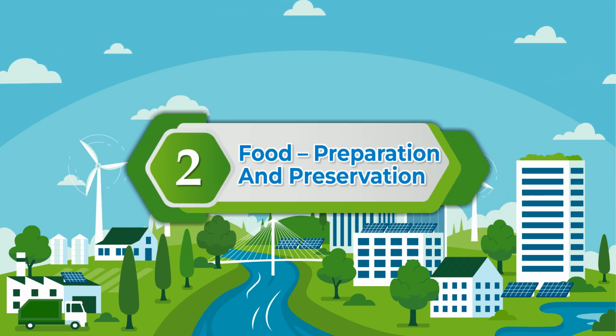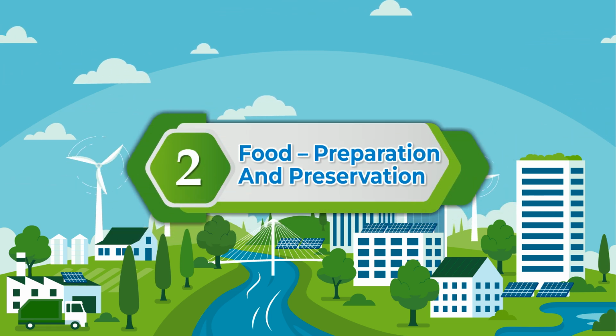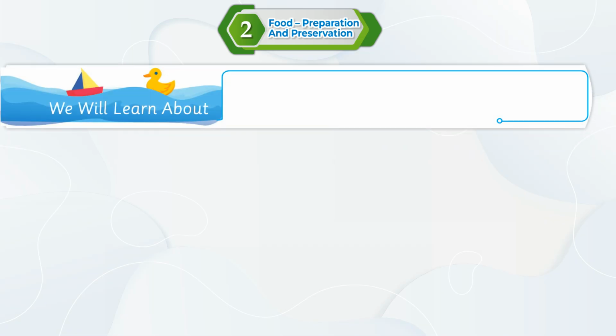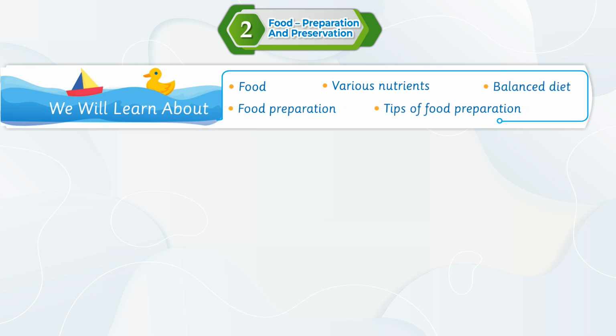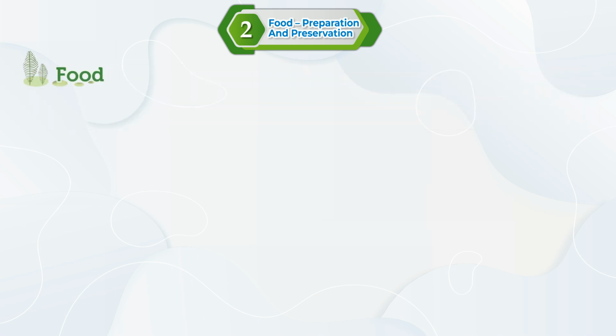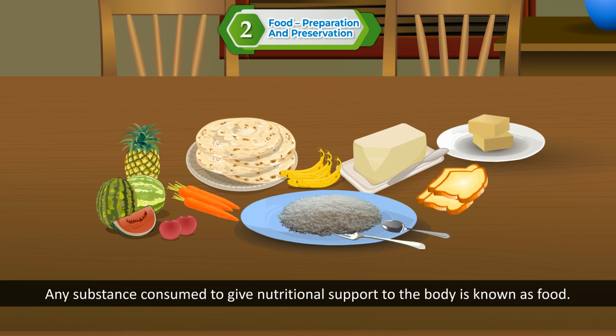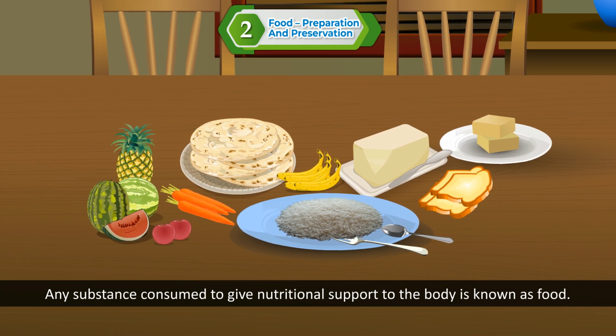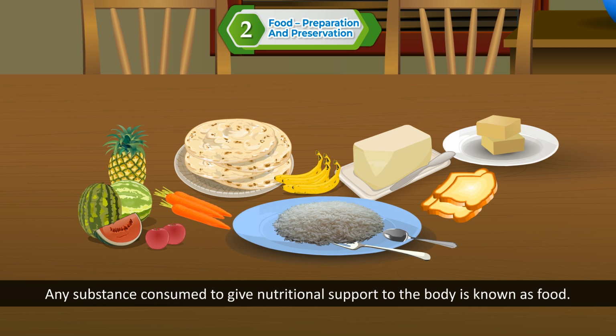Chapter 2. Food Preparation and Preservation. We will learn about food, various nutrients, balanced diet, food preparation, tips of food preparation, avoiding food wastage, food spoilage, food preservation. Food. Any substance consumed to give nutritional support to the body is known as food.